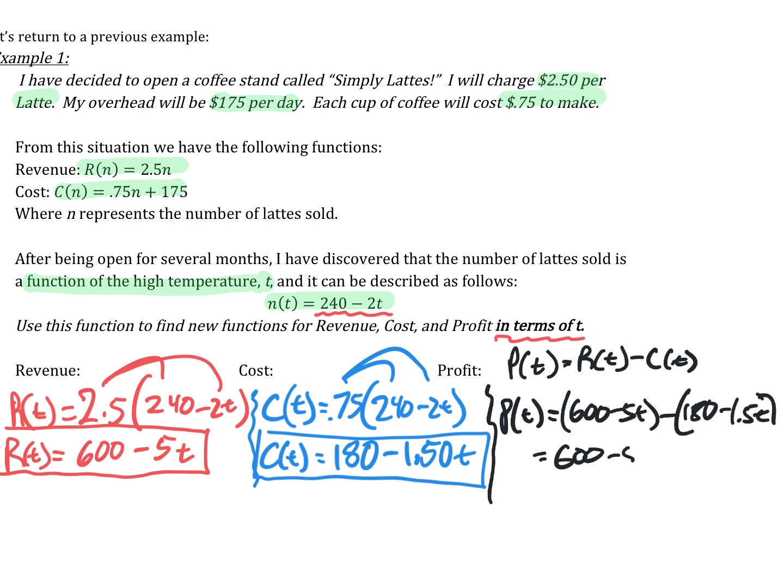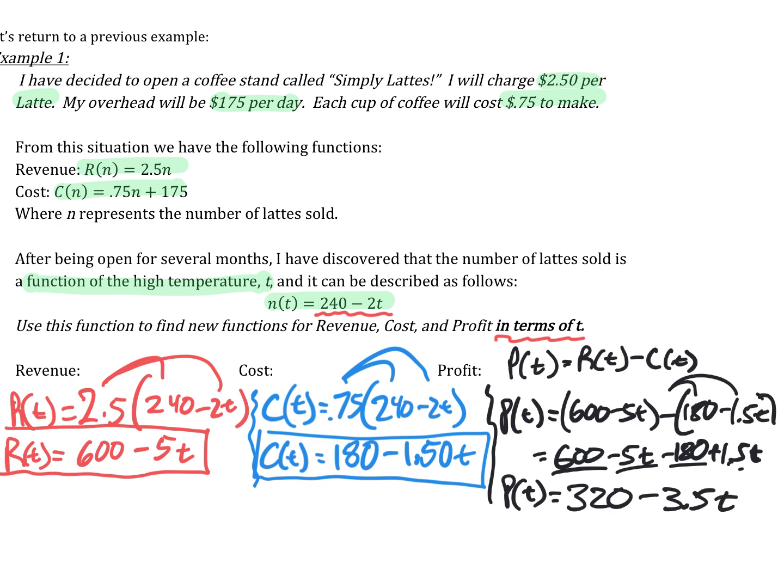All right. So we can clean that up a little bit. Let's distribute this negative here. That -1 is like -180 plus 1.5T, because we got minus -1.5. And cleaning that up, we get our profit function. 600 minus 180 gives us 320, right? 320, there it is. And -1.5 plus 1.5, that's going to give us a -3.5T.